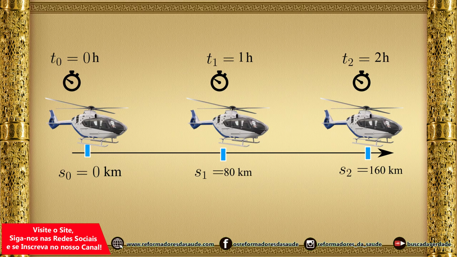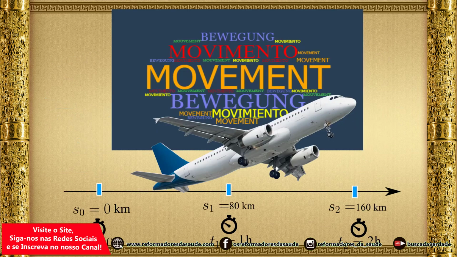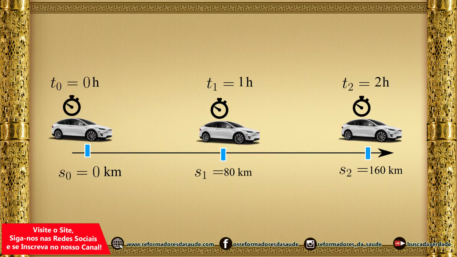When does a body start moving? A material point is in motion in relation to a certain reference when its position, and that reference, varies over time. What is a reference?